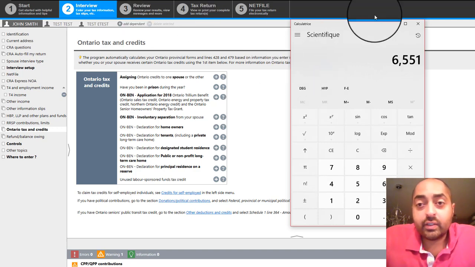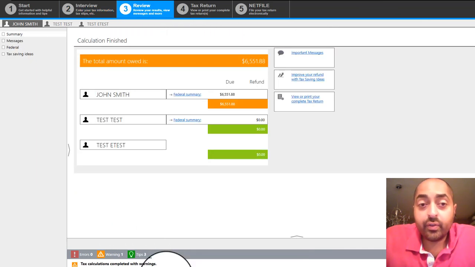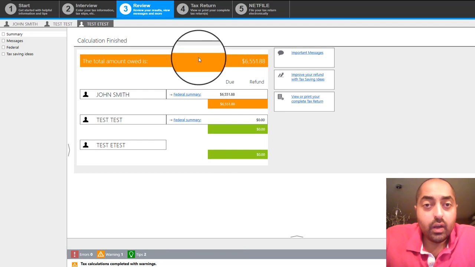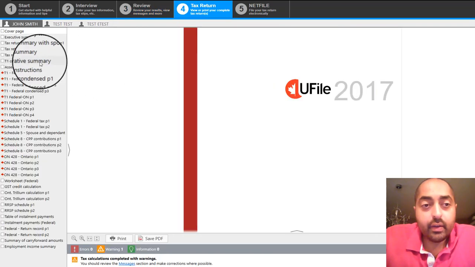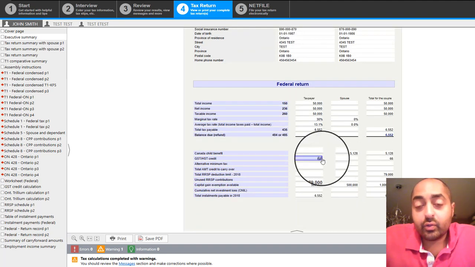So now let's see what happens when he gets a child. No difference in the tax owing. But if we go to tax return, if we look at the benefits or credits that he's going to get, in GST he's only getting $66. So he didn't contribute to his RSP yet.